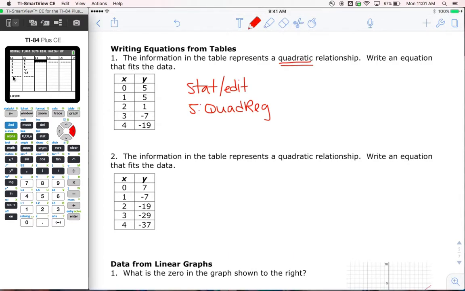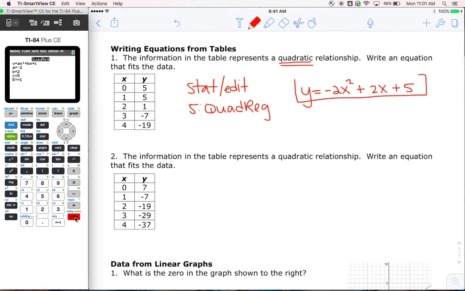Do you guys see how the points that you're seeing in L1 and L2 match the points in my table? Once we've got this done, we're going to click Stat again and over to Calc, and we're choosing option 5 that says QuadReg. Hit Enter until you get to the main screen here. And it looks like I've got A as -2, B as 2, and C as 5. So remember, we write that out. A goes with x squared, so -2x squared. B goes with x, so plus 2x, and C is 5, so just plus 5. Find the correct equation for the table shown in number 2 in Edpuzzle.